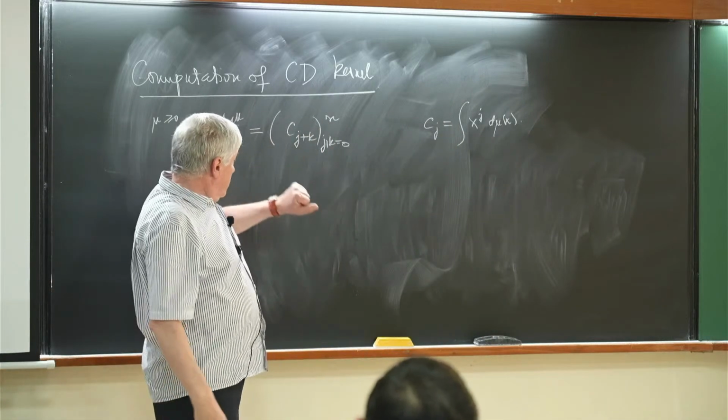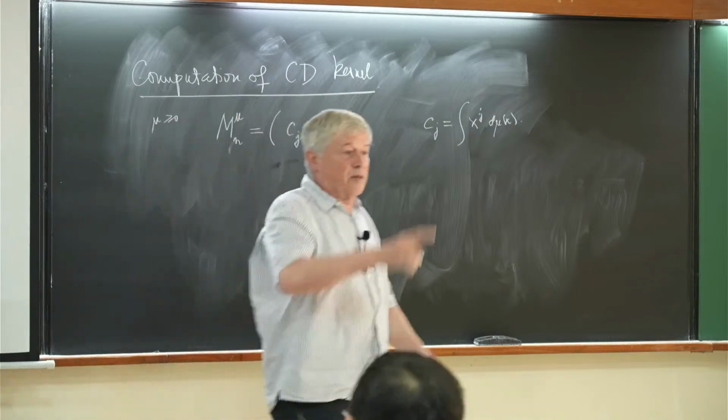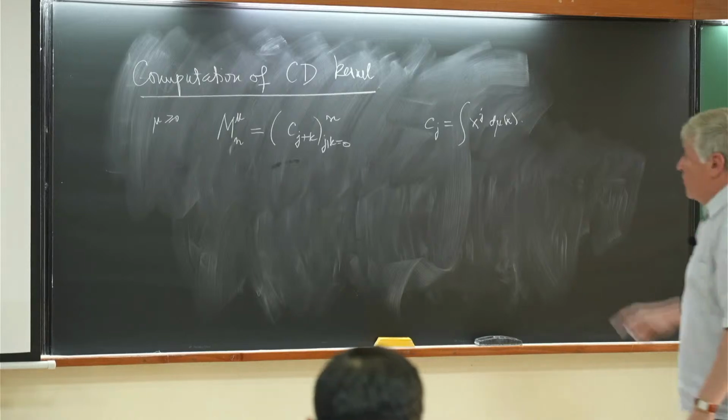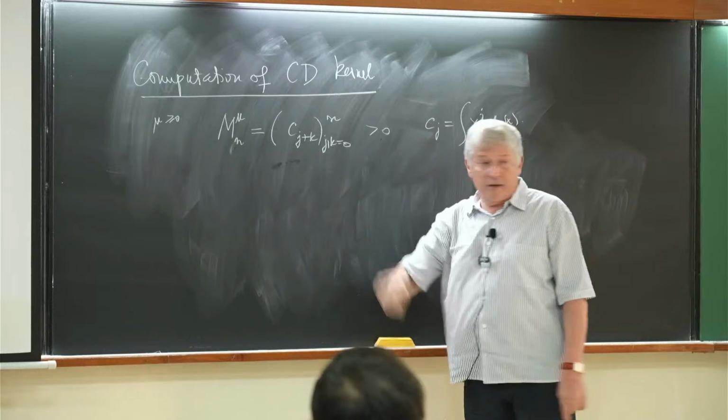These are the moments. We form the moment matrix, and as you know, this is a Hankel matrix, which has equal anti-diagonals. If the measure doesn't have point masses, this matrix is strictly positive. The determinant is not 0.